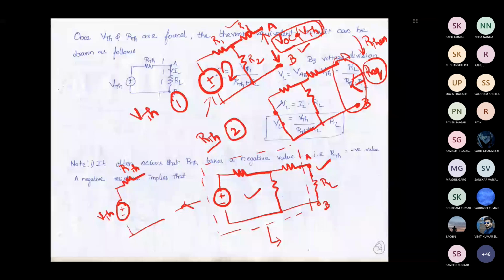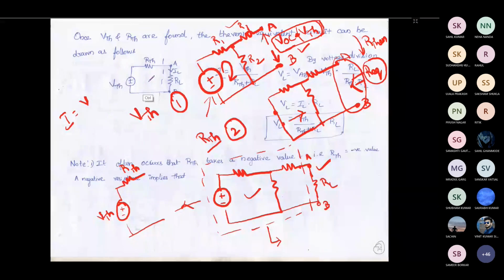Okay, so this is the procedure. After you find VTH and RTH, you can easily find the current through the load resistance using the formula I equals VTH divided by RTH plus RL. The complete circuit will come like this, and you can find the current through RL by substituting in this formula. So this is about the Thevenin theorem.